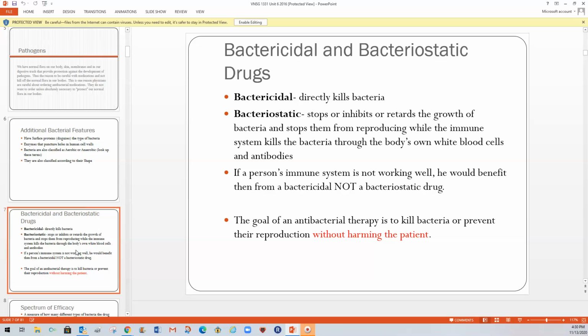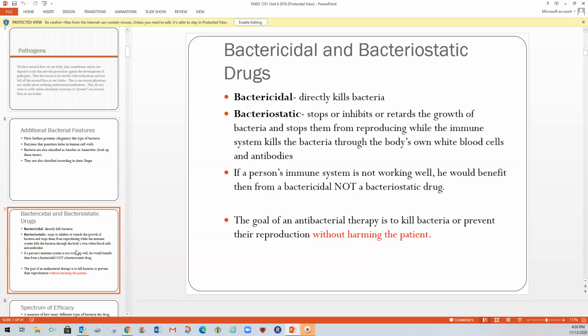Bactericidal and bacteriostatic drugs. Bactericidal kills the bacteria directly, and bacteriostatic stops, inhibits, or retards the growth. I used to work with an infection control nurse at the hospital, and we were always talking about what type of chemicals we were going to buy to clean our instruments and the hospital. We had to know if we needed bactericidal or bacteriostatic.